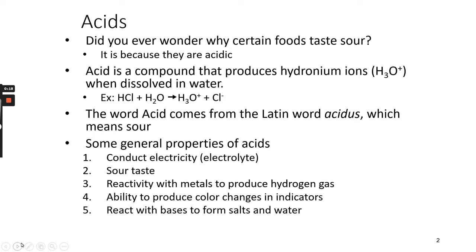Just a quick refresher, if you don't remember from your Chem 1 days: when foods taste sour, it's because they're acidic. Anything that tastes sour, if you read the ingredients, has an acid in it. An acid is a compound that produces what we call hydronium, which is H3O+, when dissolved in water. The word acid comes from the Latin word acidus, which means sour.